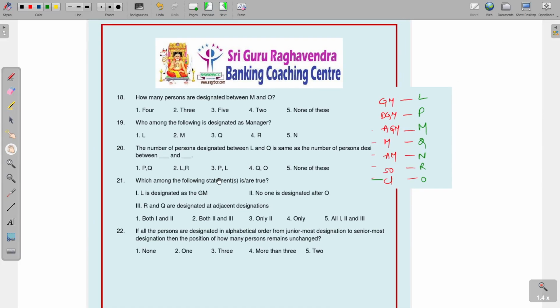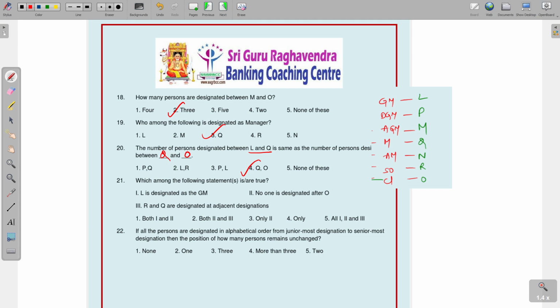Question number 18. How many persons are designated between M and O? Between M and O there are 3 persons. Who among the following is designated manager? Manager is Q. The number of persons designated between L and Q is the same as the number of persons designated between which pair? Between L and Q 2 persons are there. Between P and Q 1 person. Between L and R 4 persons. Between P and L no persons, and between Q and O 2 persons are there. So here Q and here O.